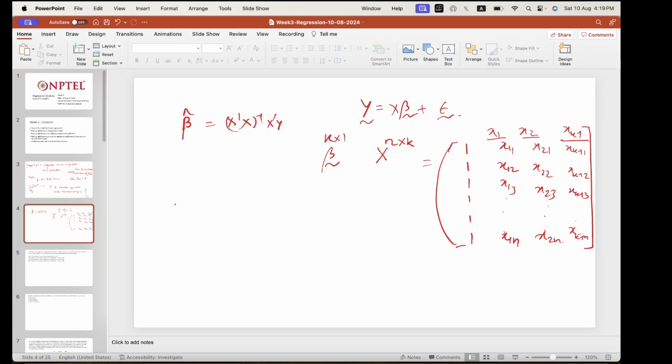And how will beta look? Beta would be beta naught, beta 1, beta 2, beta 3 up to beta k minus 1. But dimensions would be k cross 1.